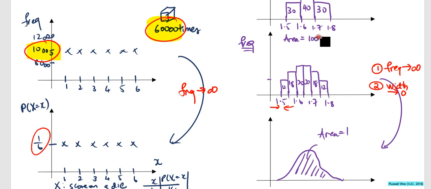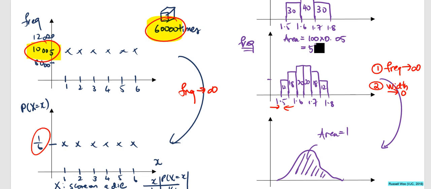Then you will get 5. Correct? This area is 5. Can we do this from here to here on top? Pay attention. On top of letting frequency tend to infinity, and on top of breaking this down into tiny strips, I also divide this frequency by the number such that area equals 1. I ensure that area equals 1.